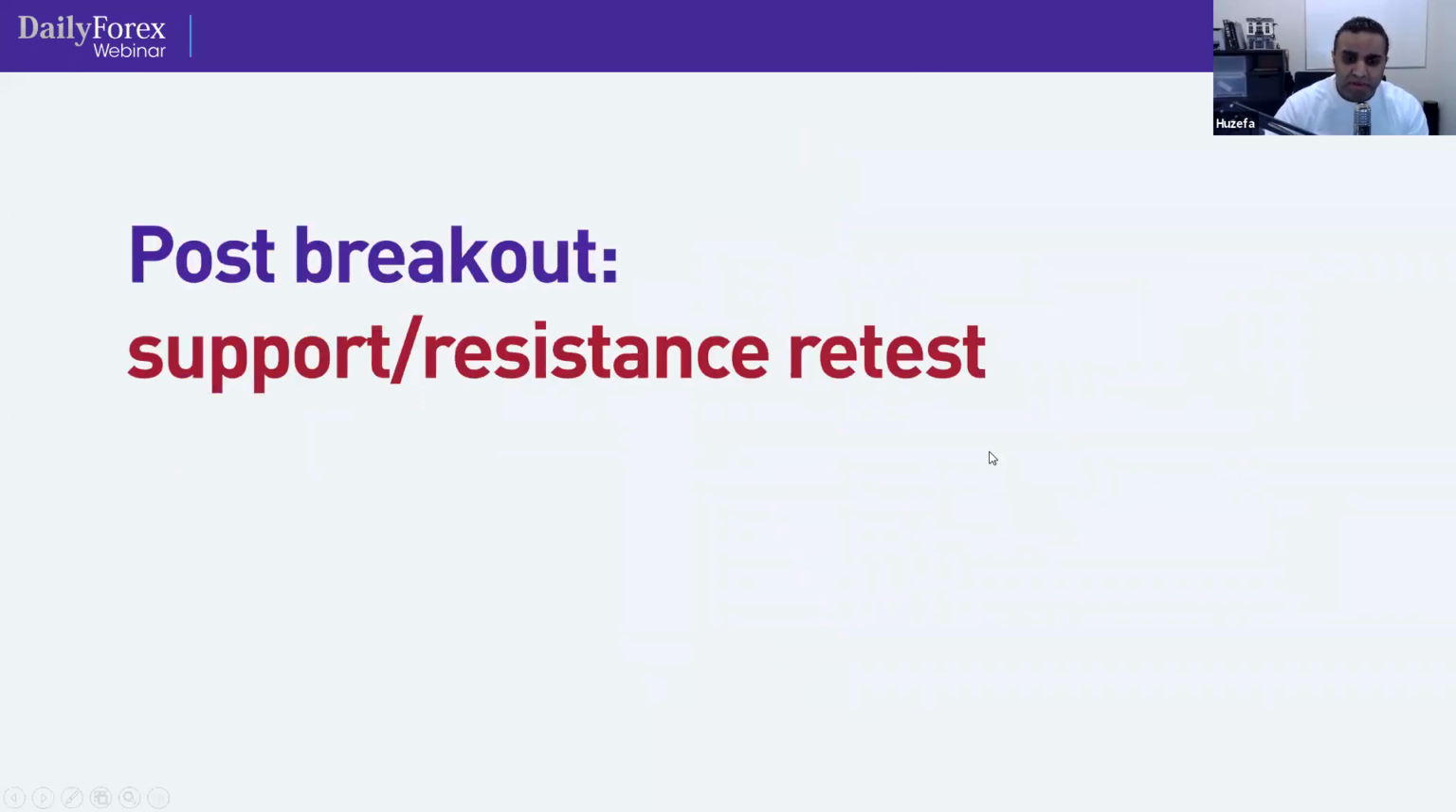So what happens post breakout? Let's say you've seen a breakout candle. We're going to look at all of this in an example shortly. So what happens post breakout? The first thing I want to talk about is just a support or resistance retest.